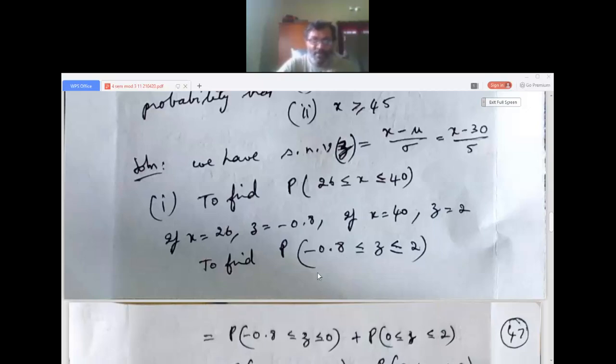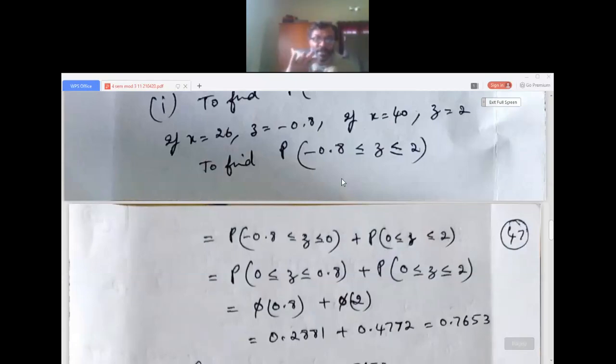When we calculate this, from the diagram, we calculate first from z equals 0 in the middle, this side negative, this side positive. So we take P of minus 0.8 to 0, and then P of 0 to 2. Think of the graph. So that is written here: P of minus 0.8 less than or equal to z less than or equal to 0, plus P of 0 less than or equal to z less than or equal to 2.